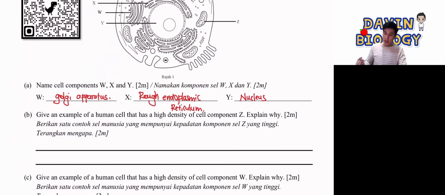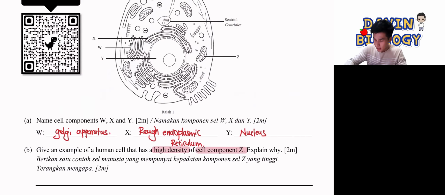Next, give an example of a human cell that has a high density of cell component Z. They always like to ask this kind of question: what kind of human cell has a lot of what kind of cell component. So cell component Z, everybody can recognize this, right? I can straight away say mitochondria.